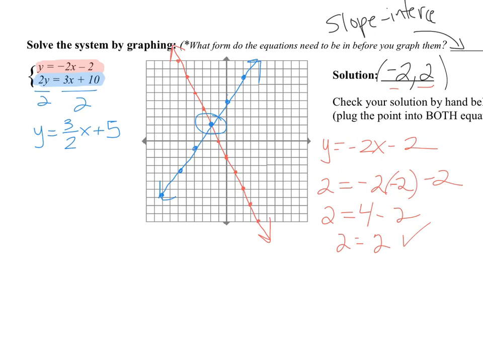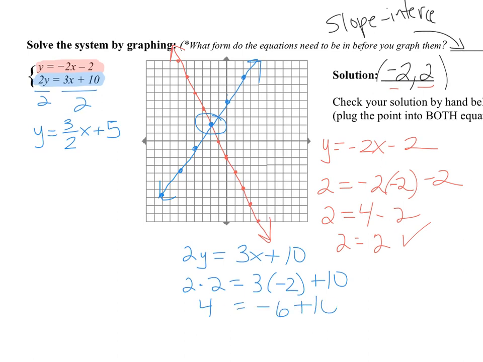So now let's take the equation 2y equals 3x plus 10. And I'm going to plug in -2, 2. So I'm going to put 2 in for y. So 2 times 2 is 4. And then I'm going to do 3 times -2 plus 10. I'm just going to make sure that's equal. So 3 times -2 is -6, and -6 plus 10 is 4. So it does work. It does have to work in both of them. So if it doesn't work in both of them, you made a mistake somewhere. So you got to go back and check.